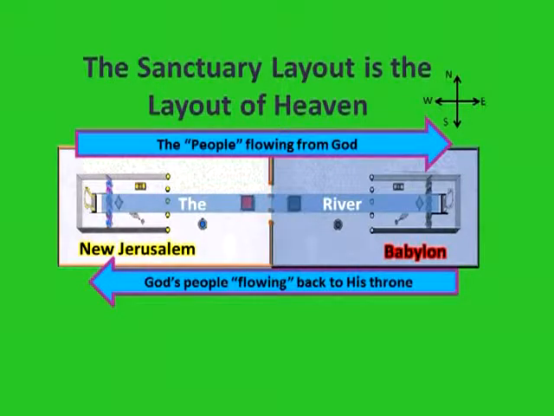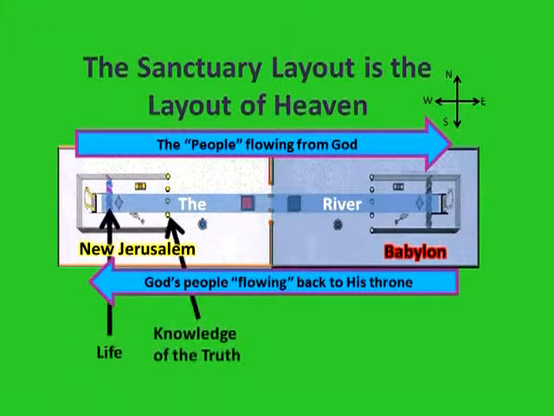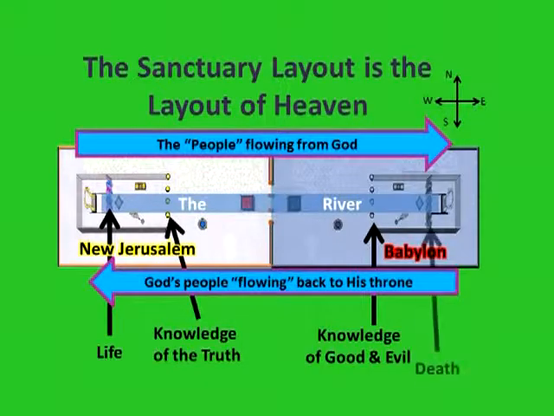Notice that there's two gates here. You have the knowledge of the truth and you have life. But now the devil counterfeits these. You've got the knowledge of good and evil. So he's taking the knowledge of the truth and he's adding a little evil to it. So you have good and evil. And then his counterfeit of life is death.